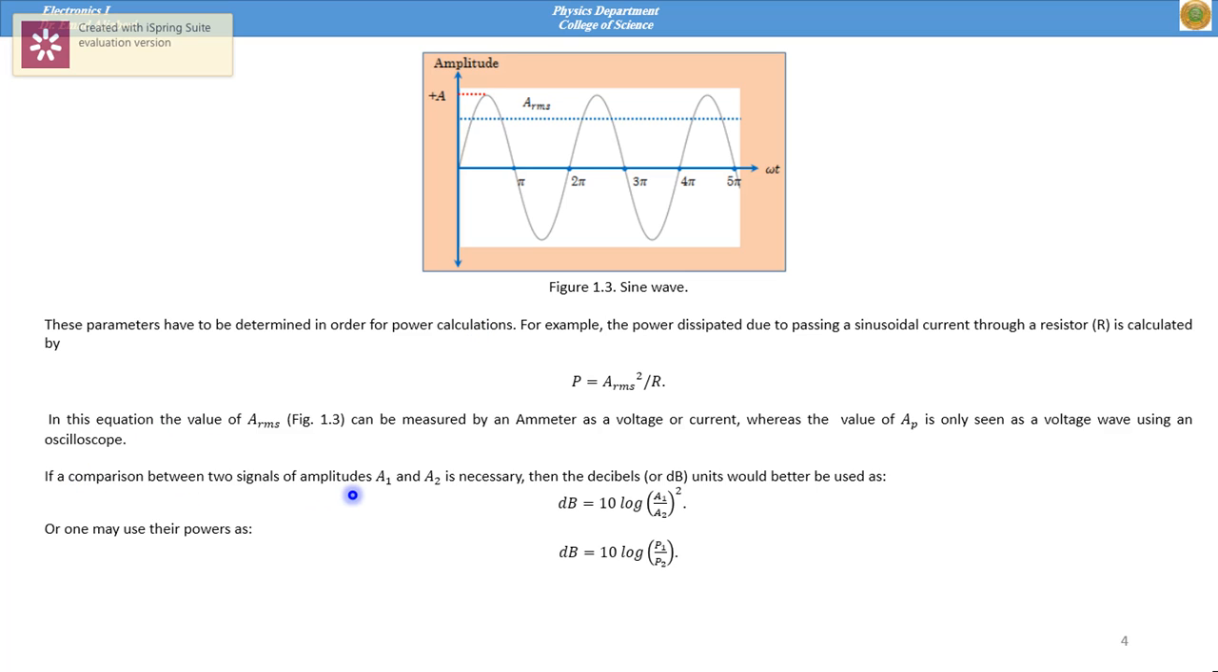Also, if we have two signals with two amplitudes, A1 and A2, and we need to compare between them, we can use this equation and this equation to compare between their power.